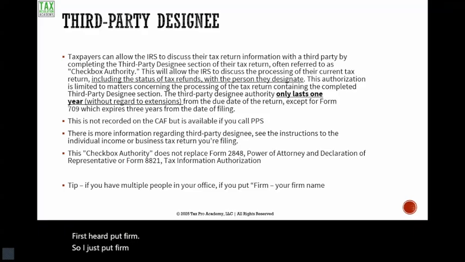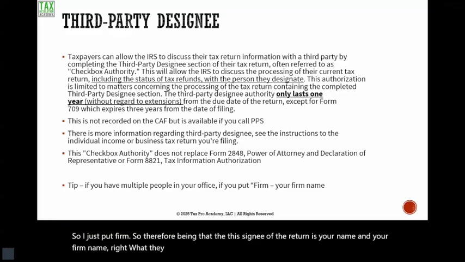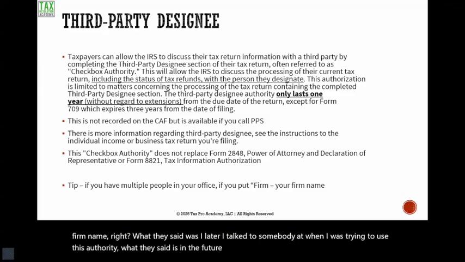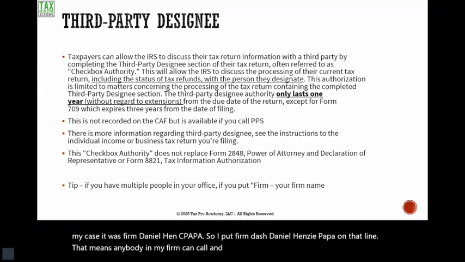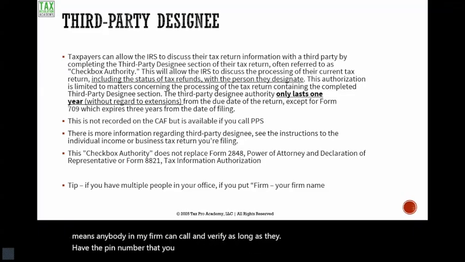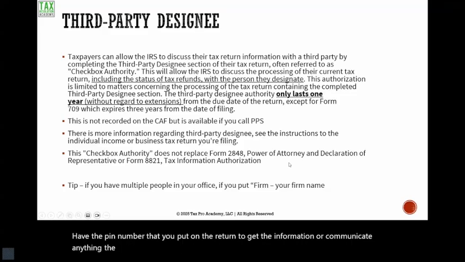So therefore, being that the signee of the return is your name and your firm name, right? What they said, when I later talked to somebody when I was trying to use this authority, is that in the future, I should put the firm and the firm name. So in my case, it was firm Daniel Hen CPA PA. So I put firm dash Daniel Hen CPA PA on that line. That means anybody in my firm can call and verify, as long as they have the PIN number that you put on the return, to get the information or communicate anything the IRS has.